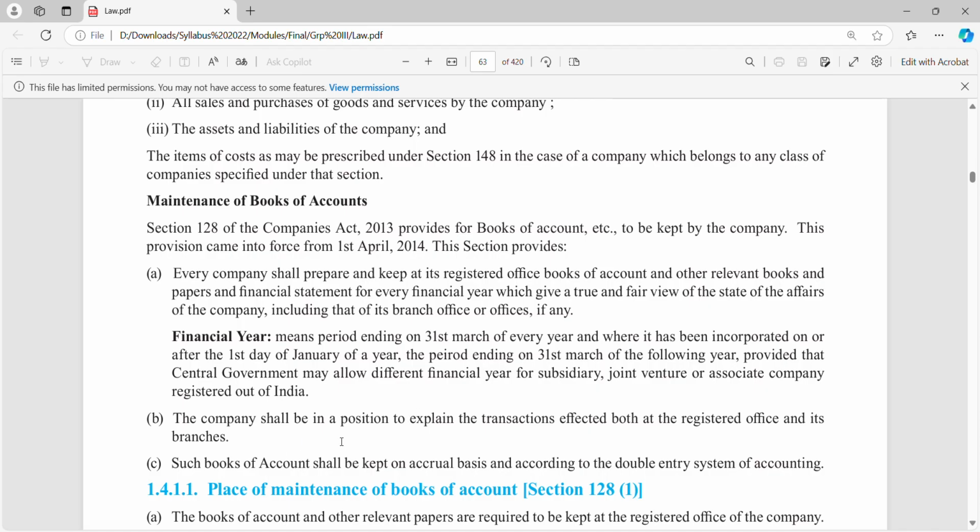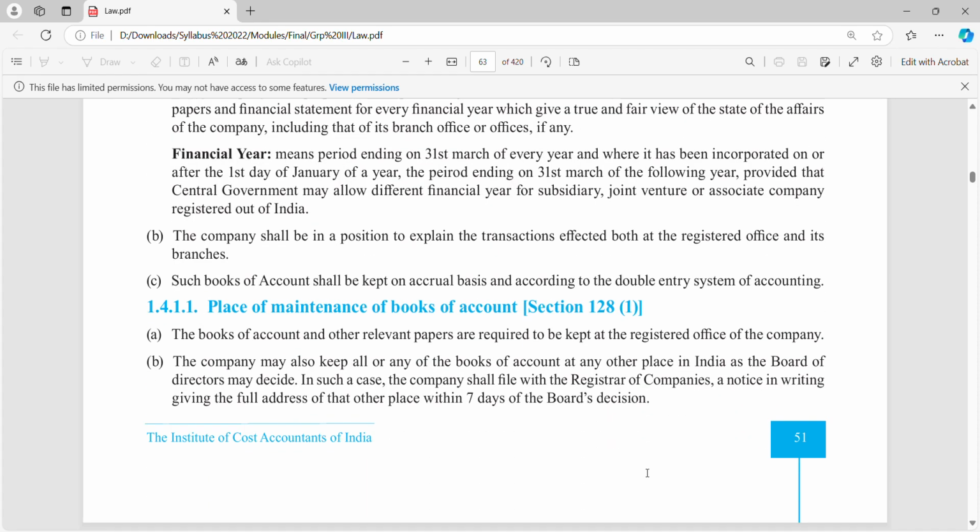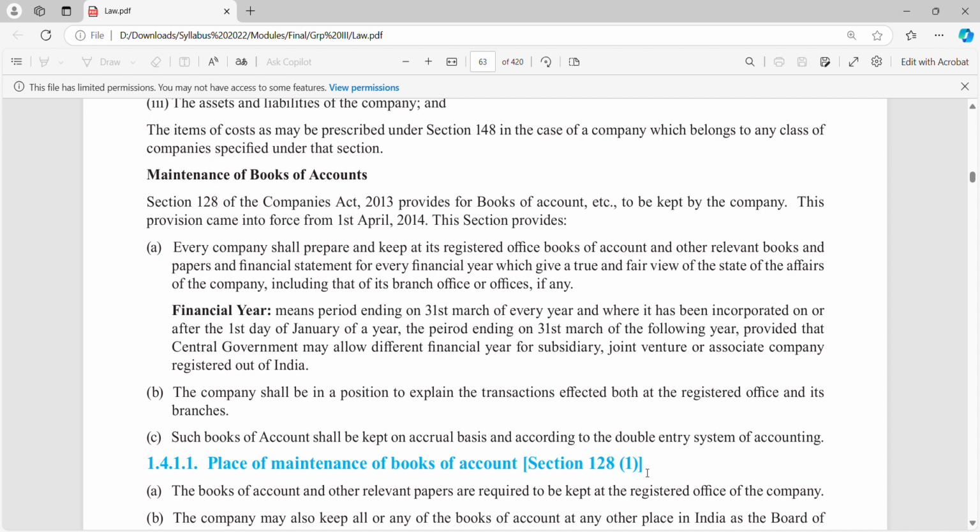Now the company shall be in a position to explain the transactions entered into both at the registered office and at its branches. Such books of accounts shall be kept on accrual basis and according to the double entry system of accounting. Please check. Then we'll go for the next one, that is place of maintenance of books of accounts. So this was Section 128, which tells me about maintenance of books of accounts, where there are three points. The first point is every company is required to prepare books of accounts and keep those books of accounts at its registered office.